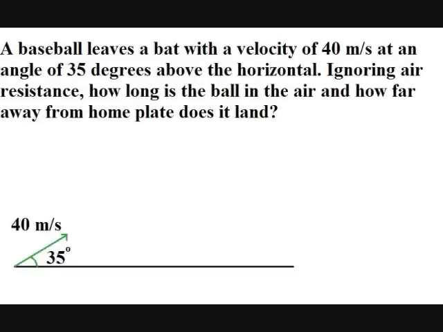A baseball is hit and leaves the bat with a velocity of 40 meters per second at an angle of 35 degrees above the horizontal. Ignoring any possible effects of air resistance, how long is the ball in the air and how far away from home plate does the ball land?